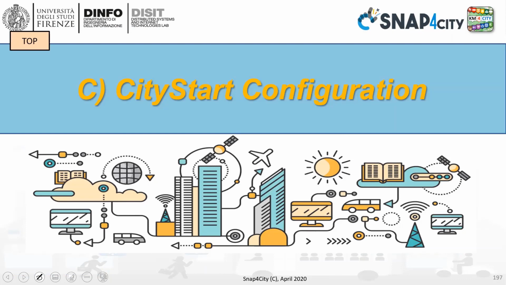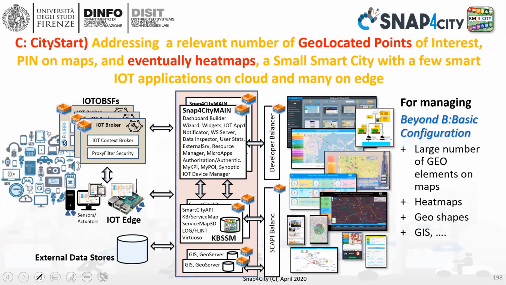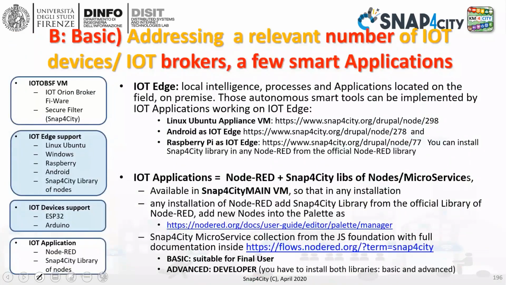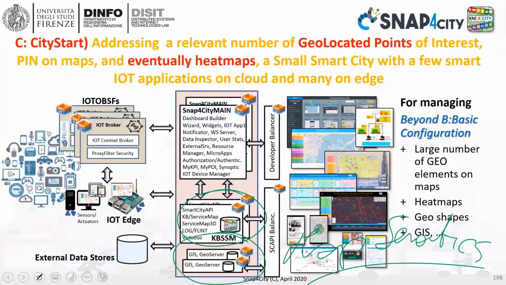So the CityStar configuration is the next step. The next step for CityStar also includes, with respect to the previous configuration, the possibility to have maps with semantics. Maps with semantics means that you have to have a knowledge base with respect to the previous one. We are adding two facilities. One is the knowledge base, and the other is the GeoServer.